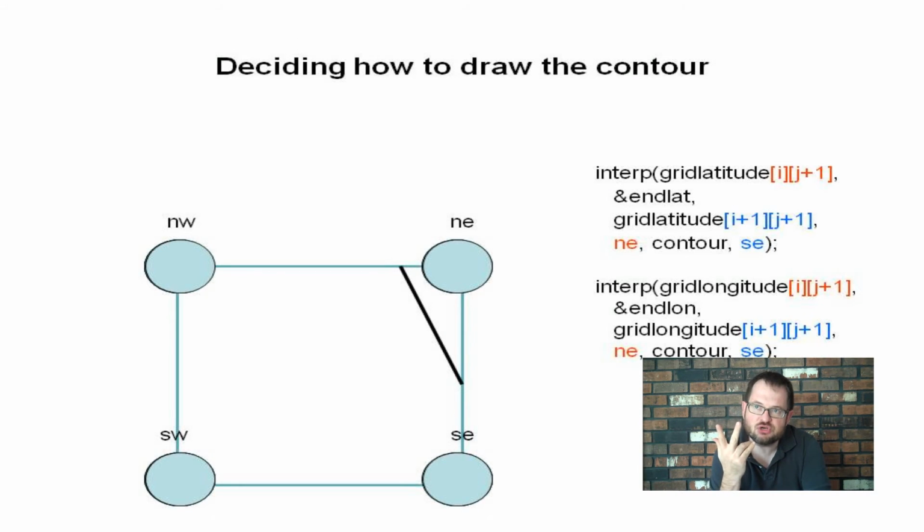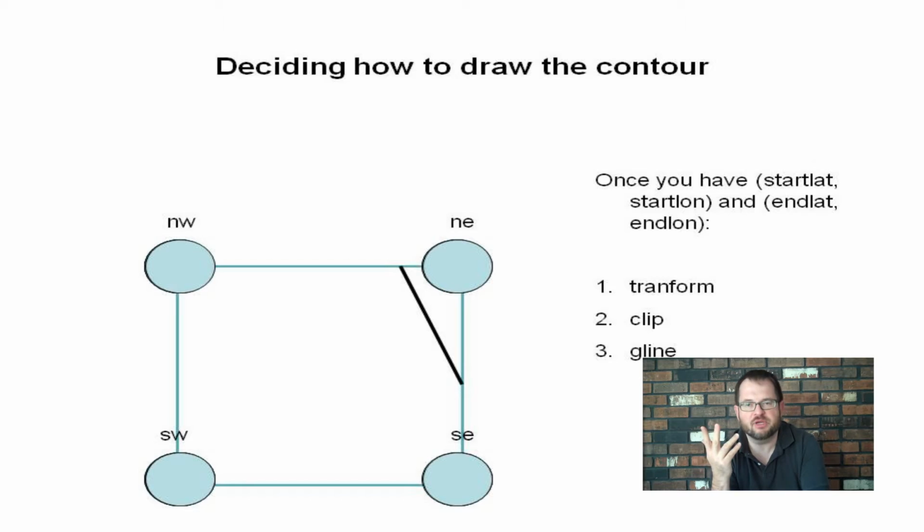Once you have the starting latitude, transform it with your transform latitude function into a y coordinate. Sorry, I had it the other way around: your starting latitude becomes your y coordinate, and your starting x coordinate comes from the starting longitude. In the same way, your ending latitude and ending longitude will become an ending x and an ending y, or x1 and x2, and y1 and y2, or something like that. However you want to do that.